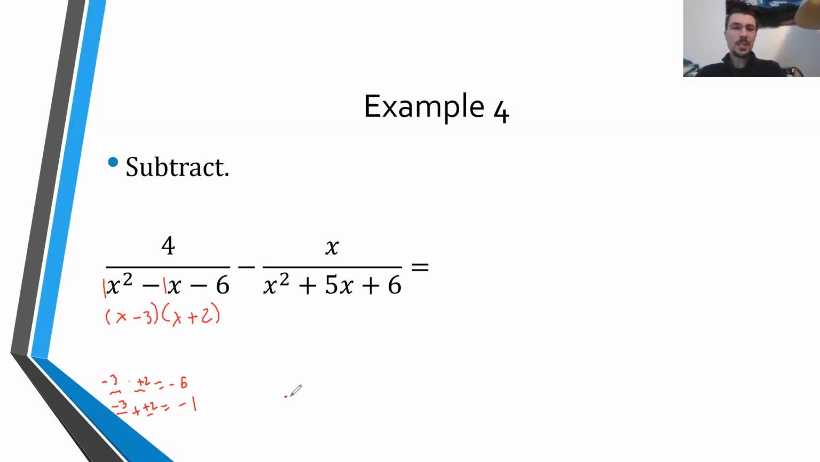For the second fraction, you want to find two numbers that when you multiply them give you 6, and when you add them give you 5. Those numbers are a +2 and a +3. Since the trinomial starts with 1, you can go straight to your parentheses and get x plus 2 times x plus 3. I'm just going to scribble out the denominators here because we factored them and they look different now.